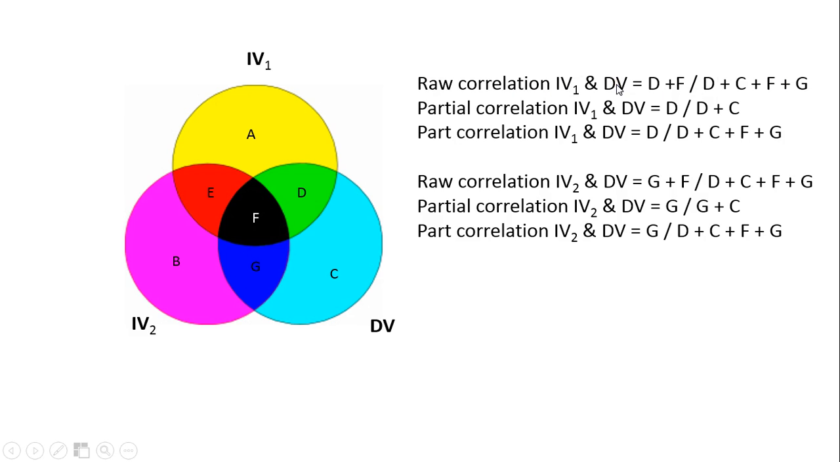So you can see the raw correlation equals the shared variance between an IV and a DV. So for IV1 and DV, the raw correlation is D plus F over the entire variance in the DV. So D plus F over D plus C plus F plus G. So it's the correlation between the IV and the DV, ignoring any other variables that might be entered into the regression. So for IV2, it's F plus G over D plus C plus F plus G. Okay?